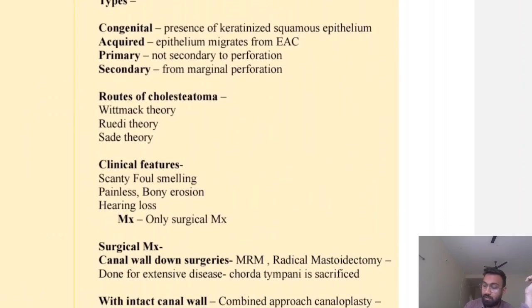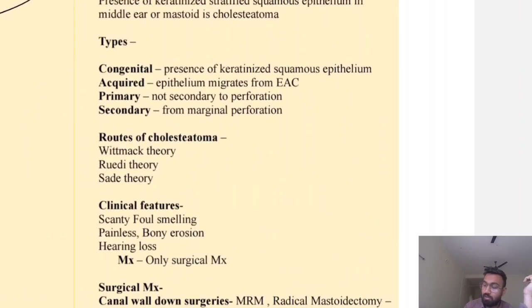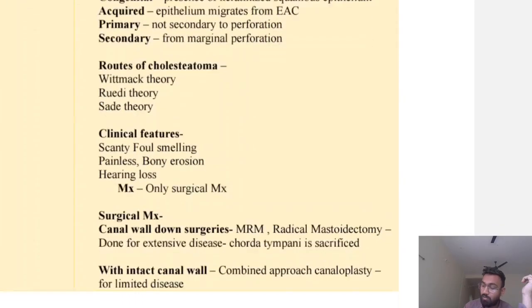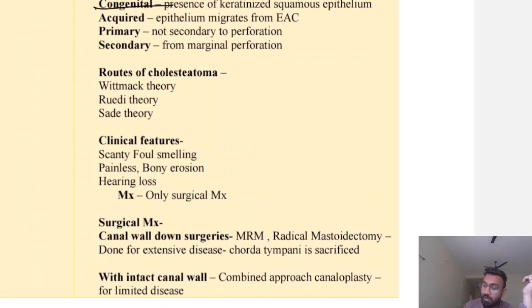Now the CSOM, that is unsafe here. It is also known as atticoantral chronic otitis media because of marginal perforation. So the presence of keratinized stratified squamous epithelium in the middle ear or mastoid is cholesteatoma. There are various types: congenital, acquired, primary, secondary. Congenital is the presence of keratinized squamous epithelium. Okay, acquired is epithelium migrating from the external auditory canal.